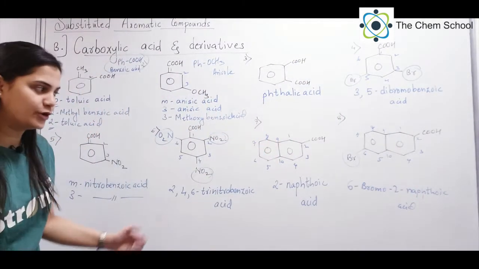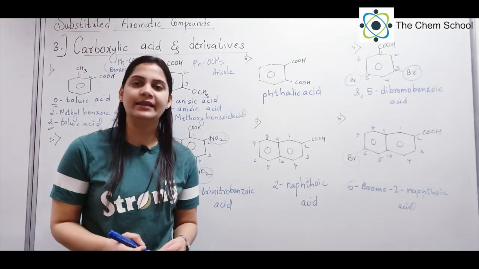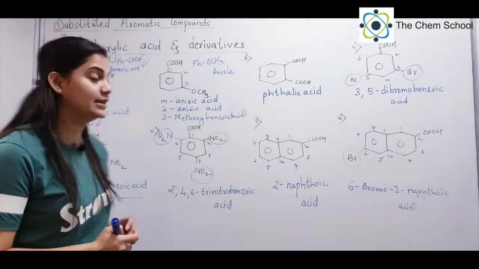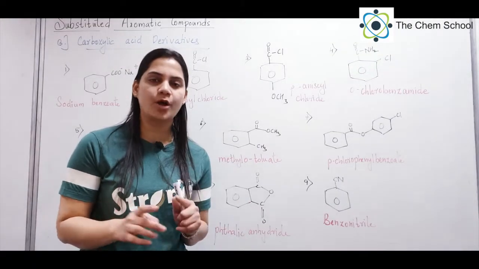So I'm very sure that you can also write down the nomenclature for naphthalene. So this was all about carboxylic acid and its derivatives. We spoke about benzoic acid, and now let's talk about its derivatives.